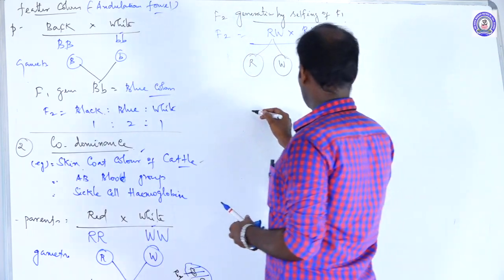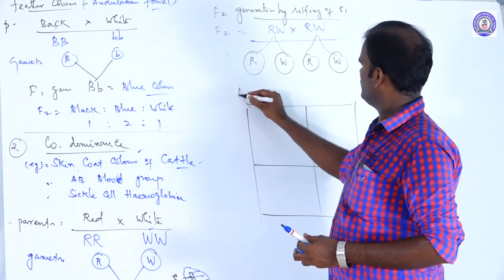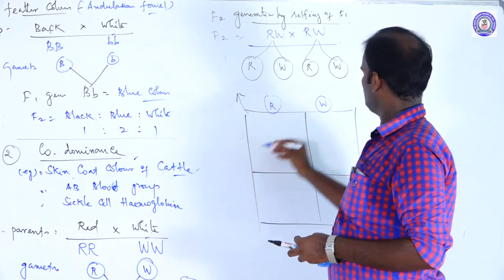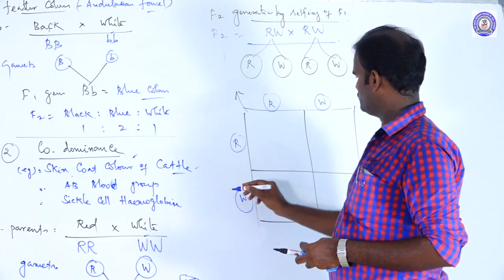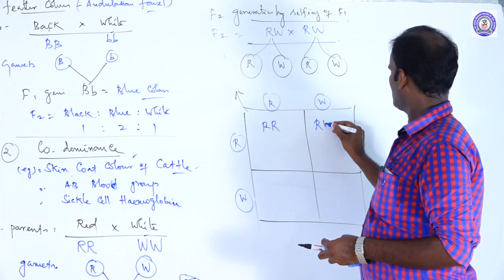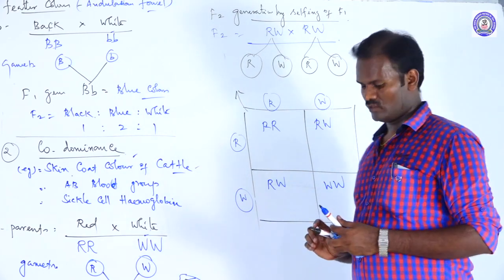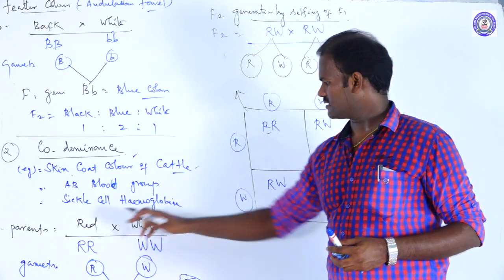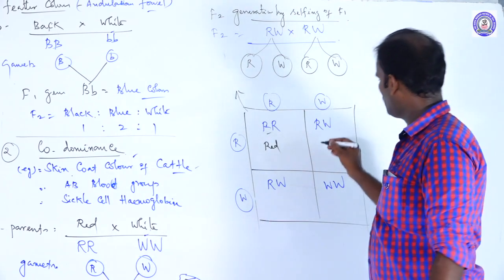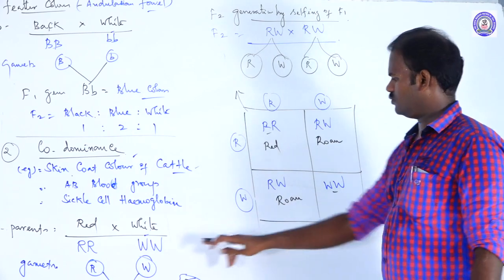If you plot these gametes, the checkerboard is also called a Punnett square. The male gametes are placed here: capital R, capital W, capital R, capital W. Here capital R and capital R fuse together. Capital R, capital W. Here also capital R, capital W. Here capital W, capital W. So capital R is the red skin coat color. Capital R, capital W is the roan variety. It is also roan color. And this is white color.